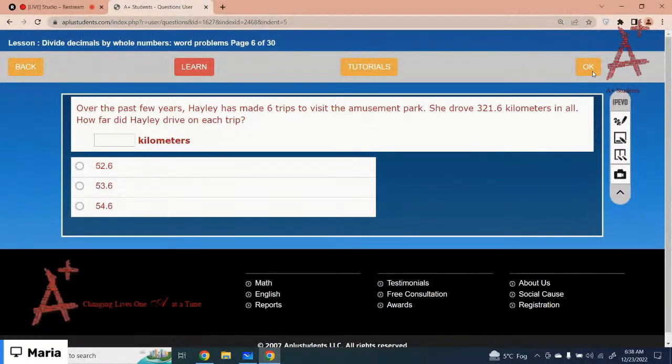Over the past few years, Hele has made 6 trips to visit the amusement park. She drove 321.6 kilometers in all. How far did Hele drive on each trip? So you have to do 321.6 divided by 6. So which of the options is the correct one? Use your notebook and pencil. Solve the question and let me know the answer. Very good. Option number 2 is the correct one. That would be 53.6.